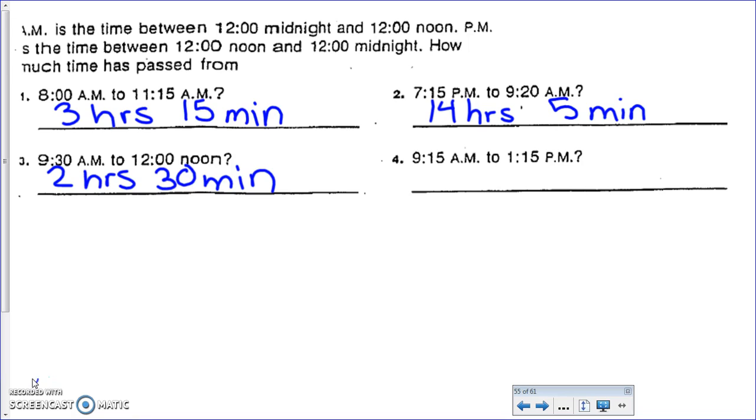For number 4, we're going from 9:15 a.m. to 1:15 p.m. So we know we're crossing from the AM to the PM, which is important to check. So we go from 9:15 a.m. to 12:15 p.m. So just up to the 12 there, that's 3 hours. So we just need one more to get to 1:15. So it's 4 hours total.